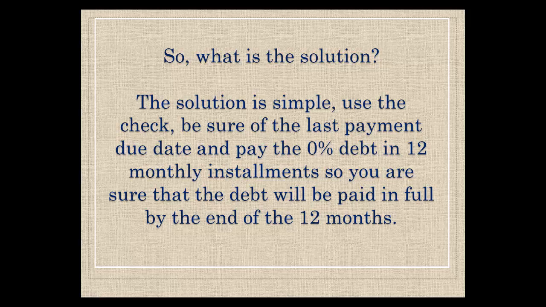So, what is the solution? The solution is simple. Use the check, be sure of the last payment due date, and pay the zero debt in 12 monthly installments so you are sure that the debt will be paid in full by the end of the 12th month.